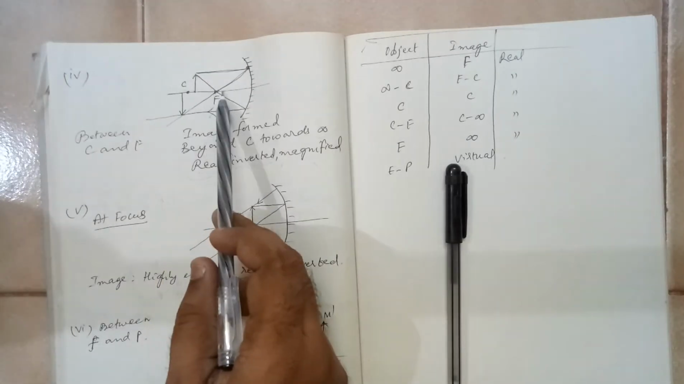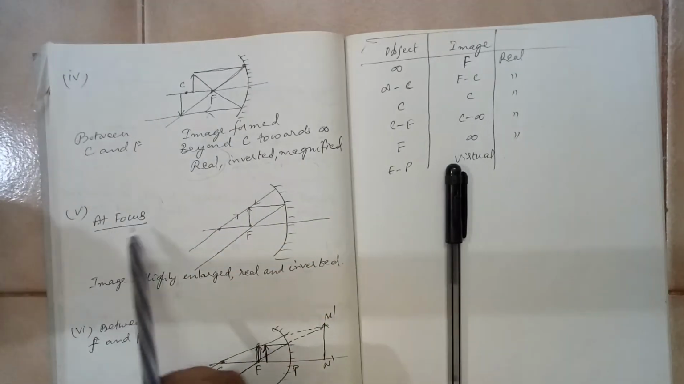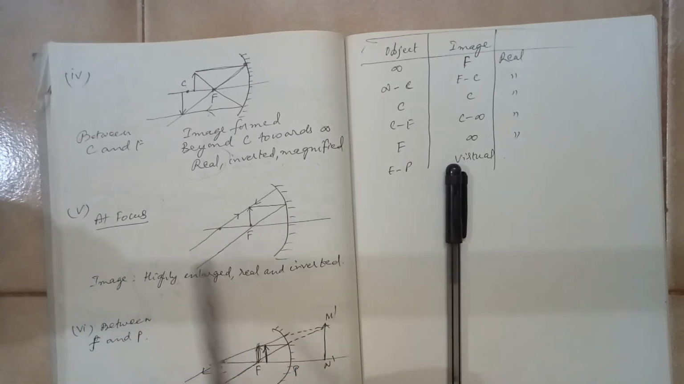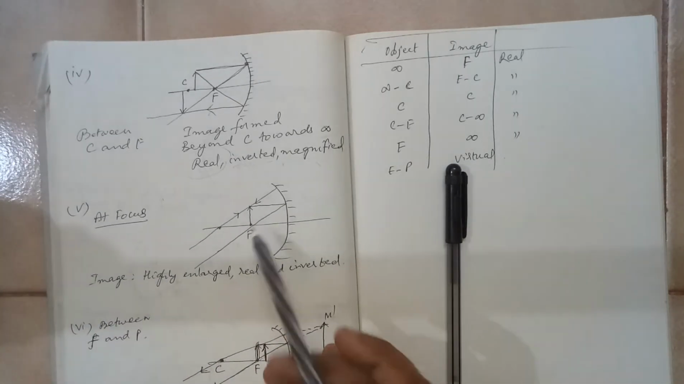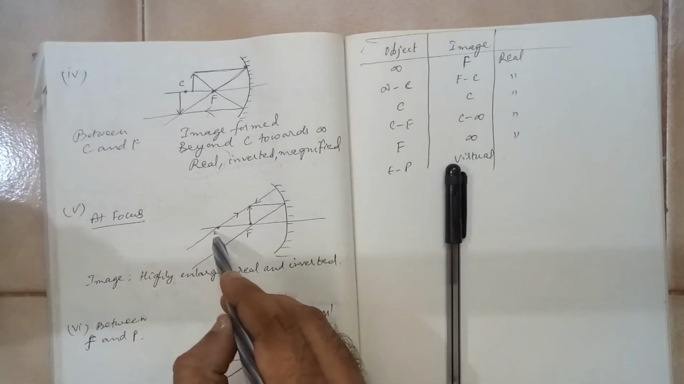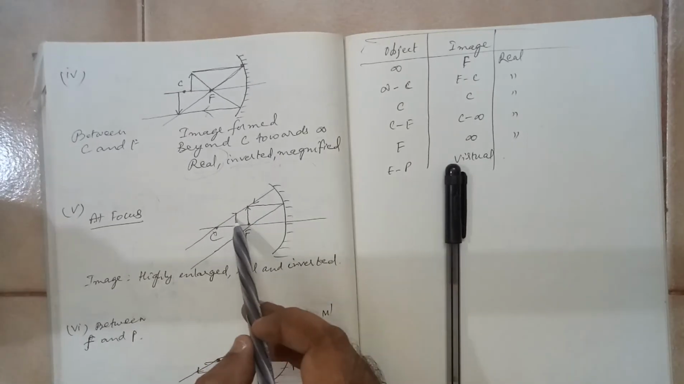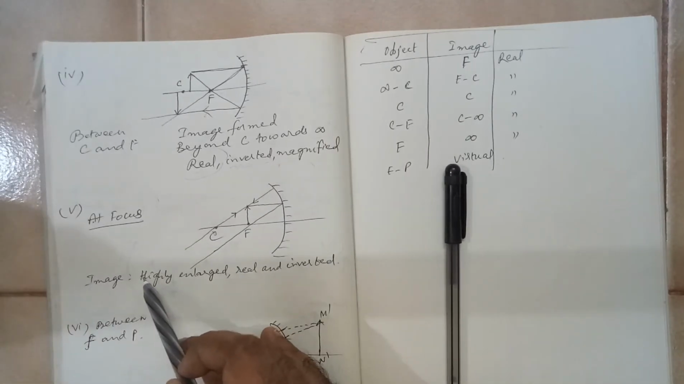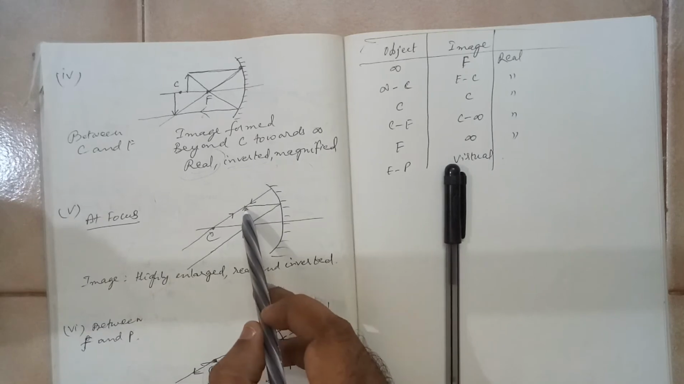Now C to F we have discussed. So the next critical point will be the focus. When you place the object at the focus, the image will be found at infinity. Why? Because you place the object at the focus. So this is the center of curvature. The ray which is passing through the center of curvature will return. And here is the object.